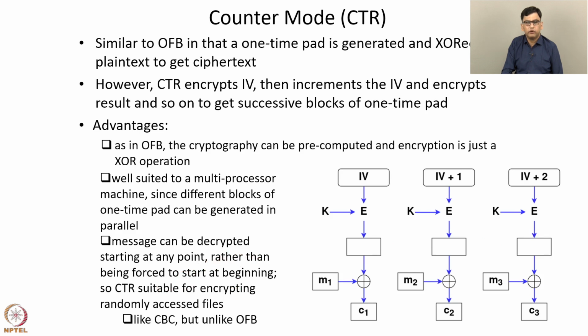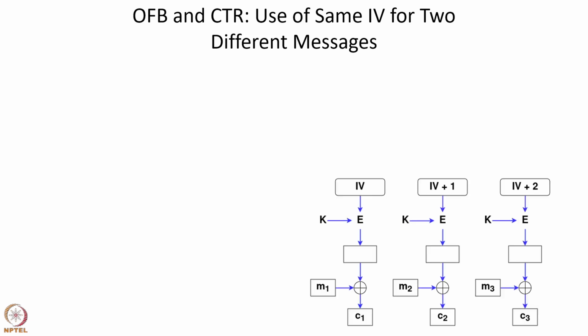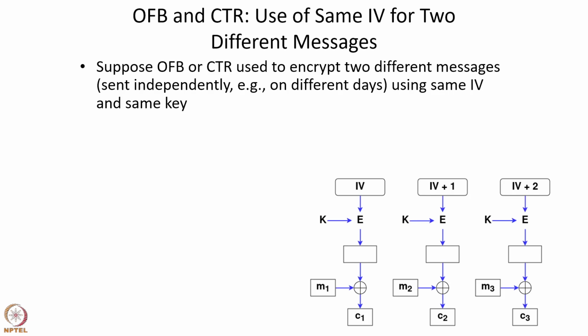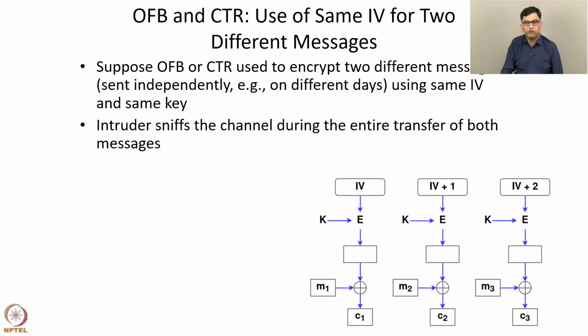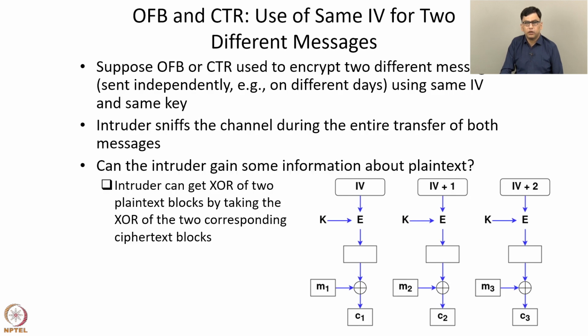This is similar to CBC, but it is unlike OFB. Now let's consider the case where OFB and CTR are used, but we use the same IV for two different messages. Suppose OFB or CTR is used to encrypt two different messages sent independently, possibly on different days, using the same IV and the same key. Suppose the intruder sniffs the channel during the entire transfer of both the messages. Can the intruder gain some information about the plaintext? The intruder can get some information.